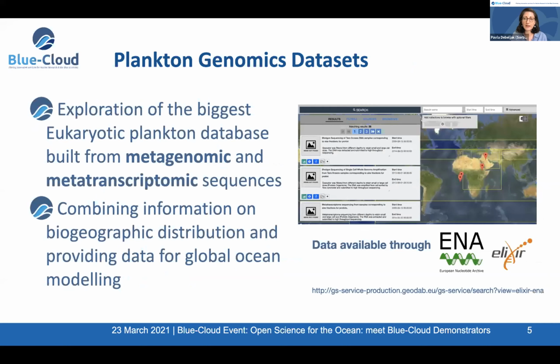The data sets that are used in the beta version of the notebooks comprise the biggest eukaryotic plankton database built from metagenomic and metatranscriptomic sequences. These are available through the ENA, the European Nucleotide Archive, and the Elixir project. The link I can provide in the questions and answers. And these are combining information on biogeographic distribution and providing data for global ocean modeling and are accessible through the Blue Cloud.